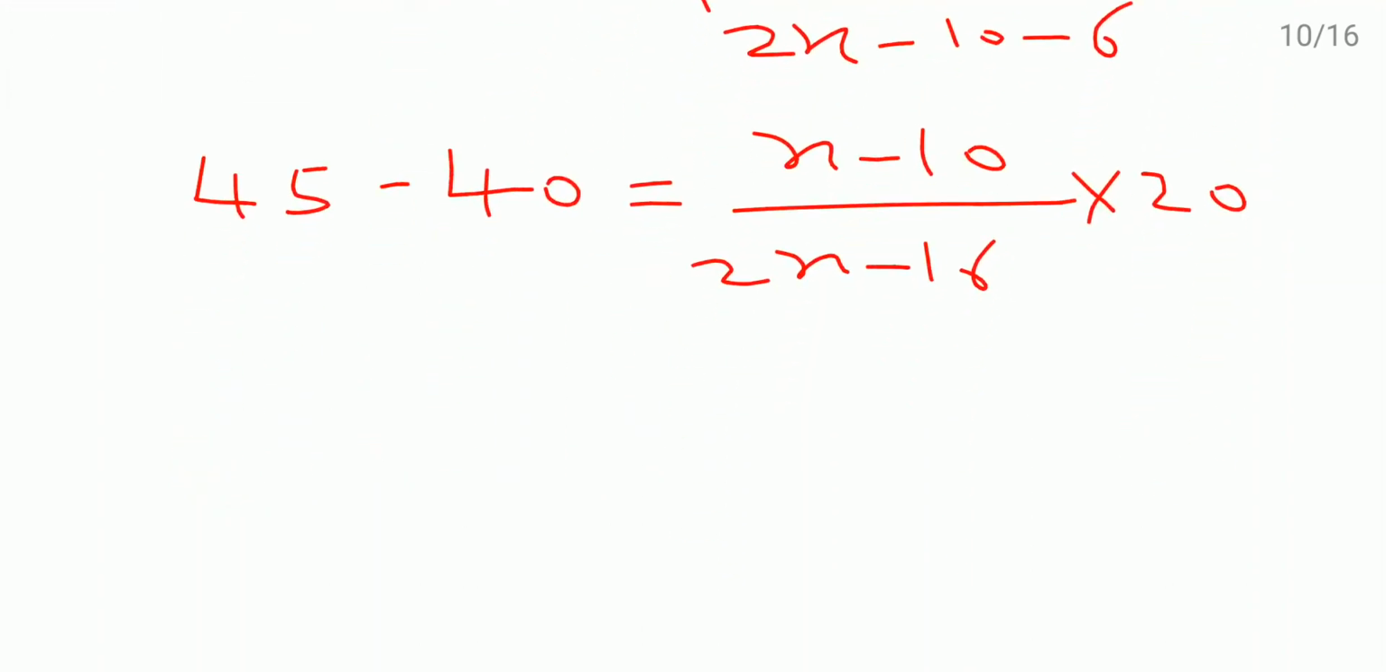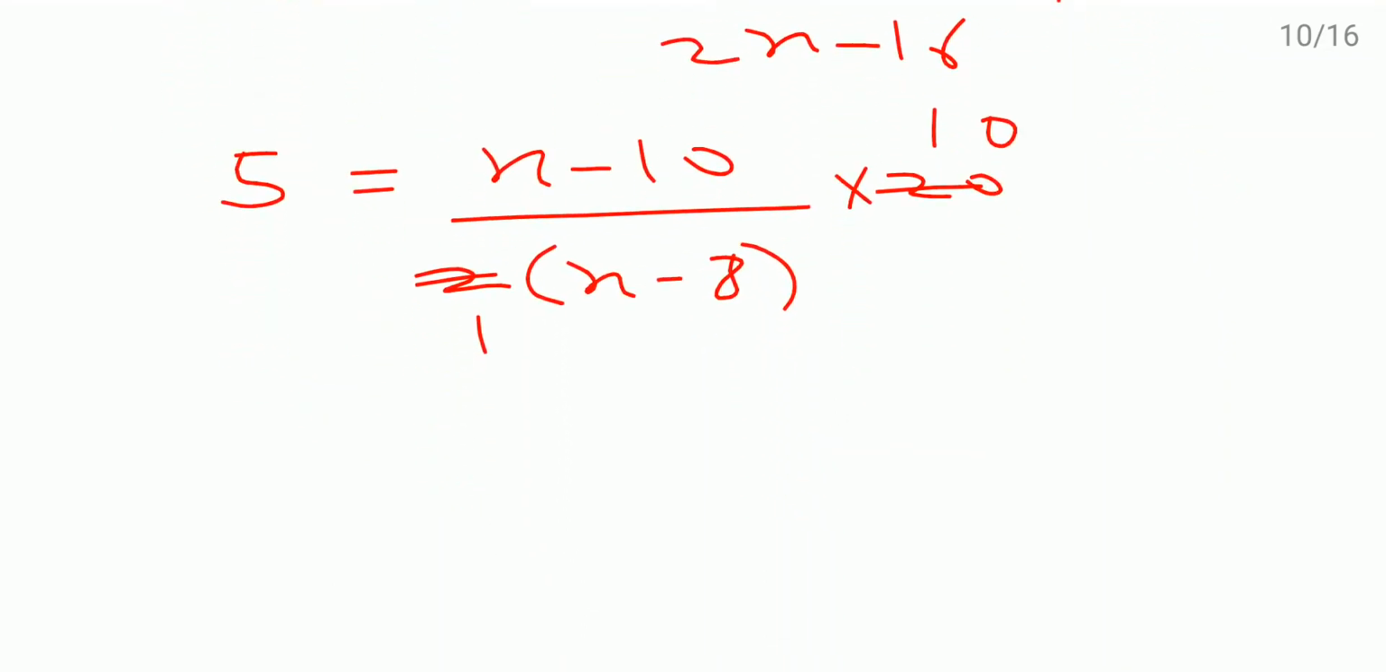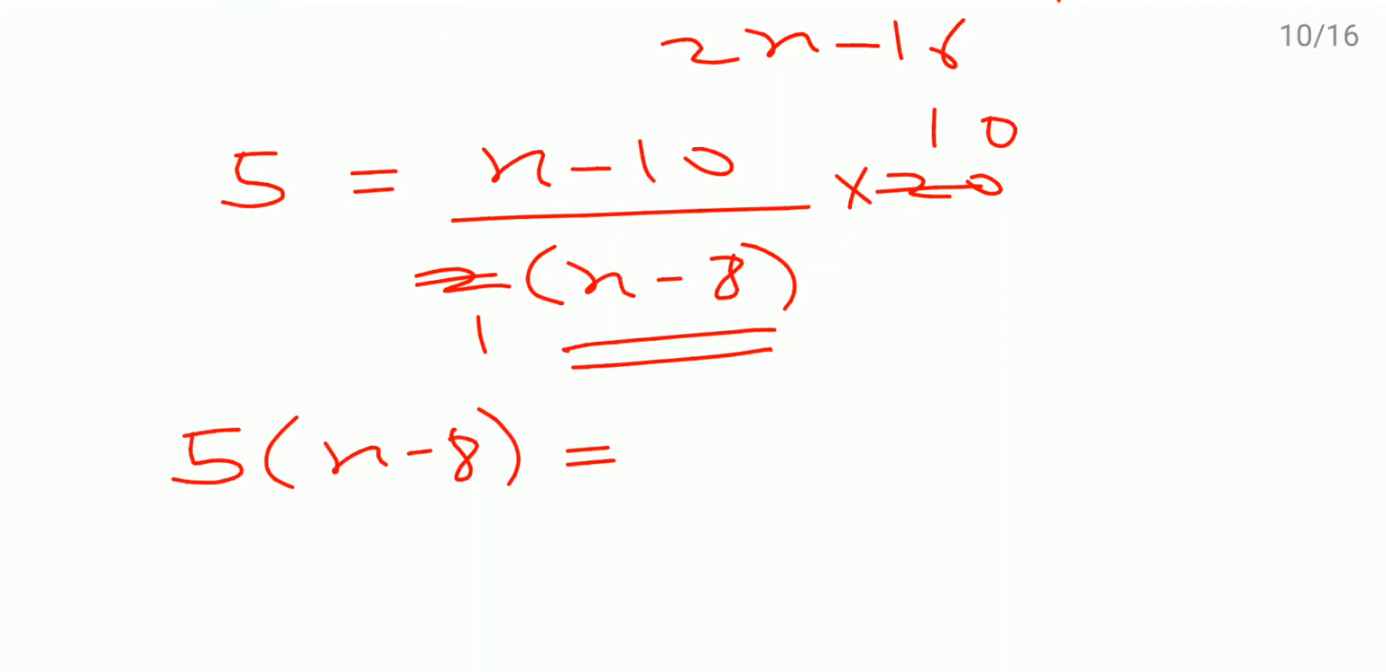So here 45 minus 40, which comes as 5, is equal to x minus 10 divided by, I can take 2 common from here, x minus 8, into 20. 2 ones are 2 and 2 tens are 20. Now you see this x minus 8, which is there at the denominator, I'll bring it this side. So 5 into x minus 8 is equal to x minus 10 into 10.